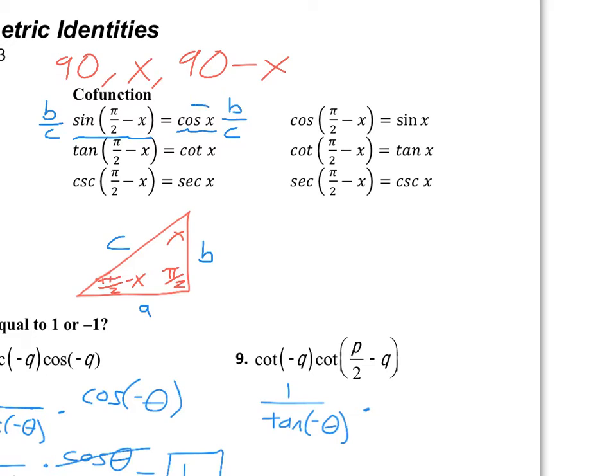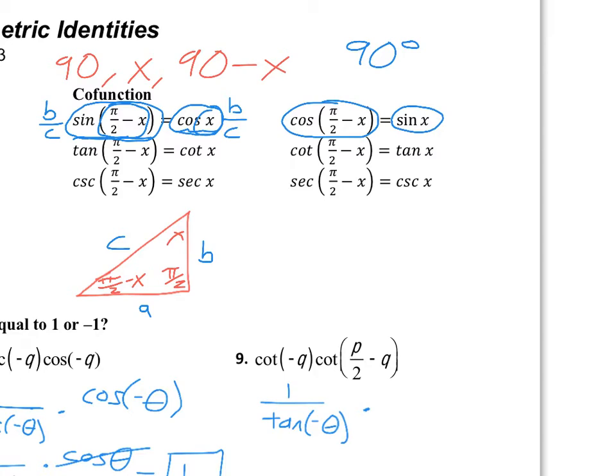So cosine of an angle is equal to sine of the complement of that angle. Remember that complementary angles add up to 90 degrees. If you add pi over 2 minus x and x, those add up to pi over 2, which is 90 degrees. So cosine of an angle equals the sine of the complementary angle, and vice versa. Sine of an angle is equal to the cosine of 90 minus that angle, the complement.